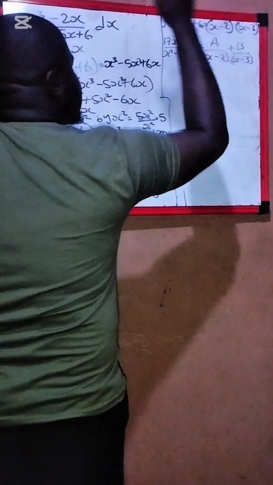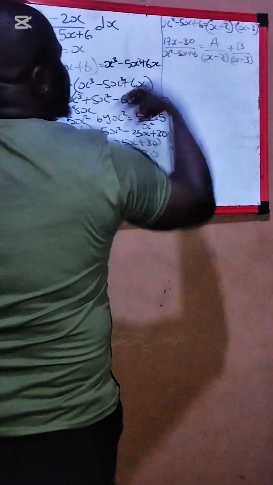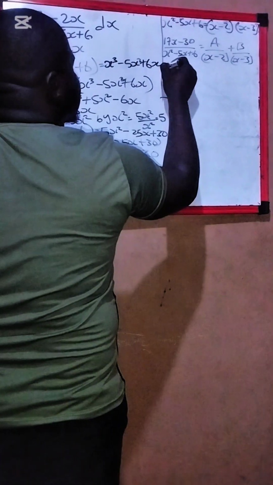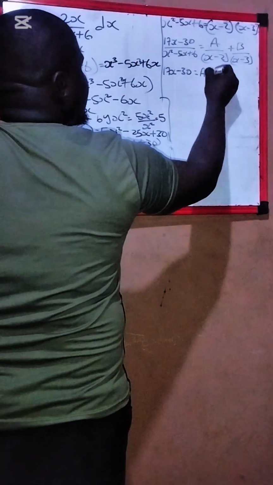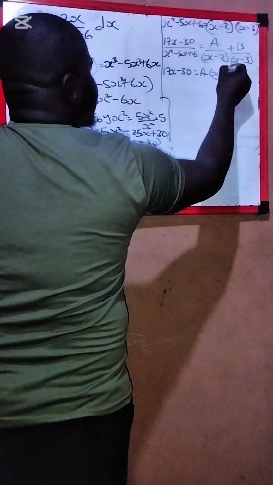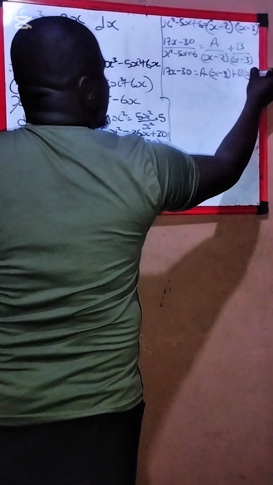And this now takes us into partial fractions. What happens next? Let's cross multiply. This gives us 17x minus 30 equals a times x minus 3, plus b times x minus 2.